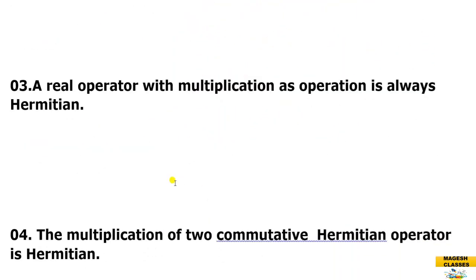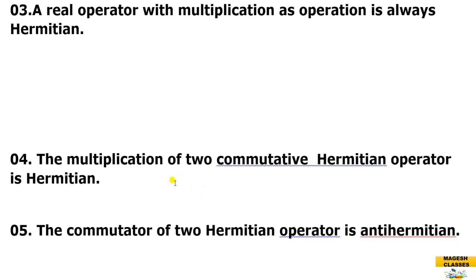The third one: a real operator with multiplication as operation is always Hermitian. We have studied two multiplication operators. One is the position operator and the other is the potential operator. The operation is multiplication. Therefore, these two multiplication operators are Hermitian also.